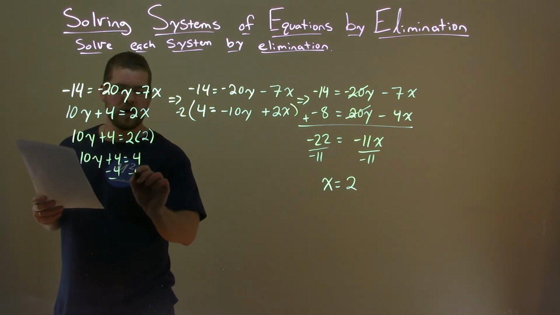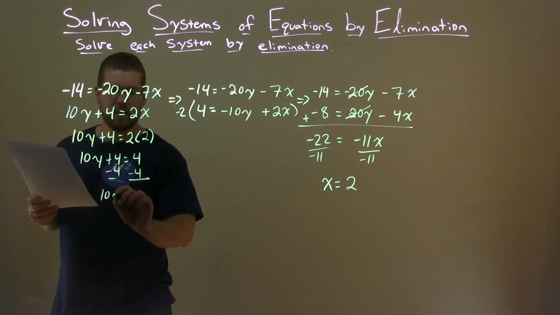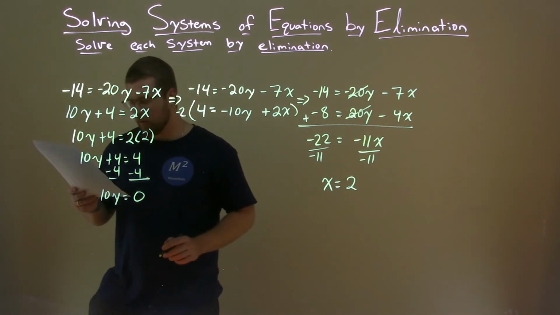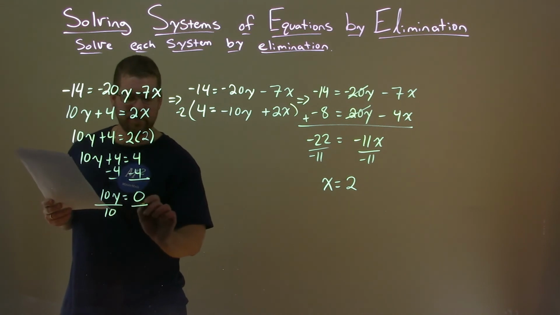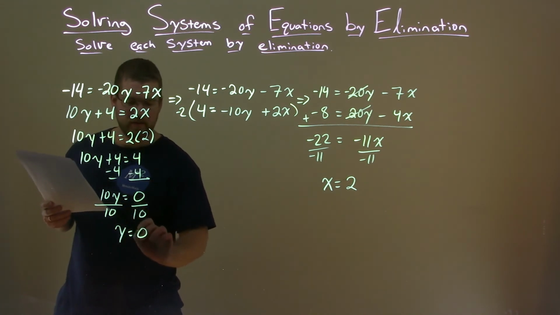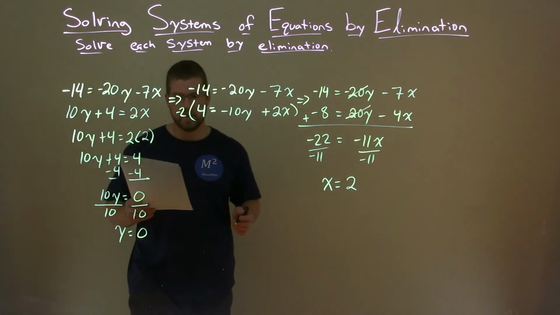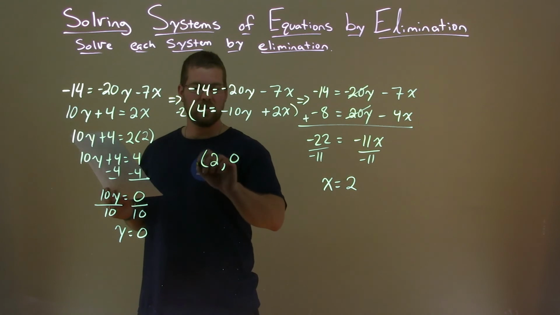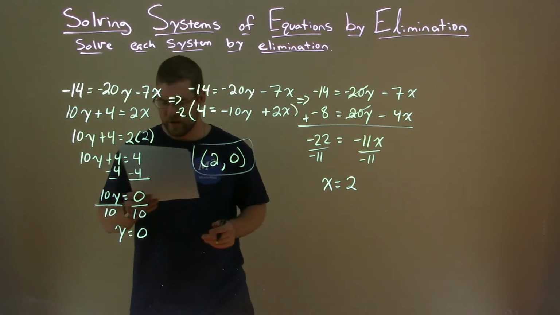Subtract a 4 to both sides, and 10y is by itself here. And 4 minus 4 is good old 0. Divide both sides by 10. That's opposite of multiplication. 0 divided by 10 is 0. So y is 0 here. So combine the two parts. Our final answer is 2, 0. And that is our coordinate point.